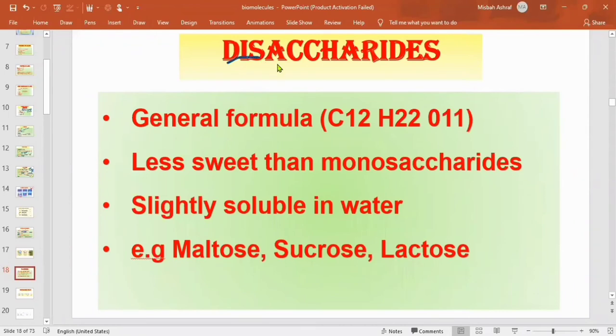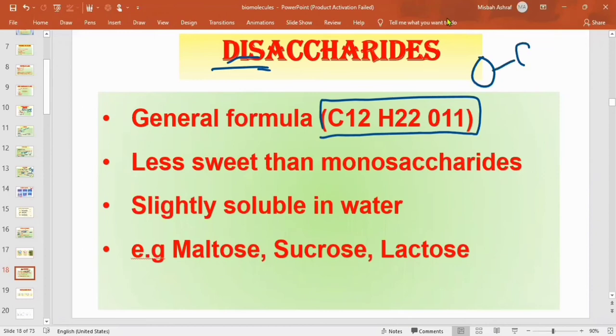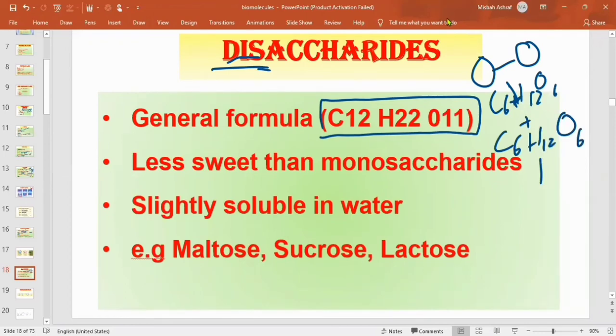Next are the disaccharides, and I've told you the disaccharides are made up of two monosaccharides, and the general formula is C12H22O11. If I'm saying that they are made up of two monosaccharides, it means that glucose will combine with glucose, and one glucose has the C6H12O6 formula, another also has the C6H12O6 formula, and if these both combine together, it means that they should give us C12H24O12.